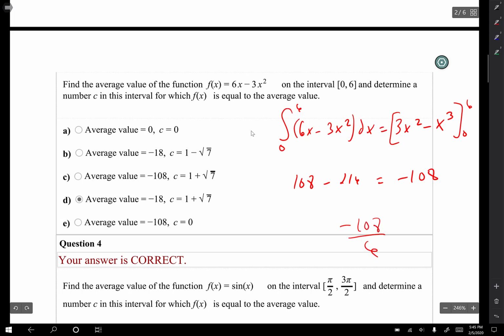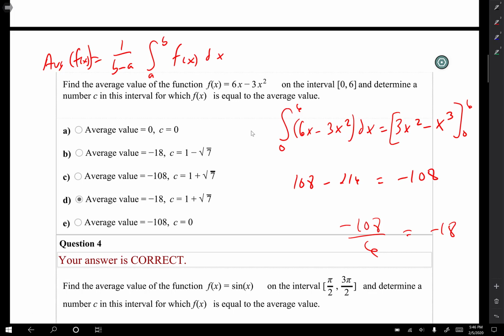In case you're wondering what I'm doing, guys, average value is 1 over b minus a, integral a to b of f of x dx. That's how you find the average of f, sorry. So that answer was -18. That's my average value. And so now it's between B and D, and obviously the answer I got there is D.